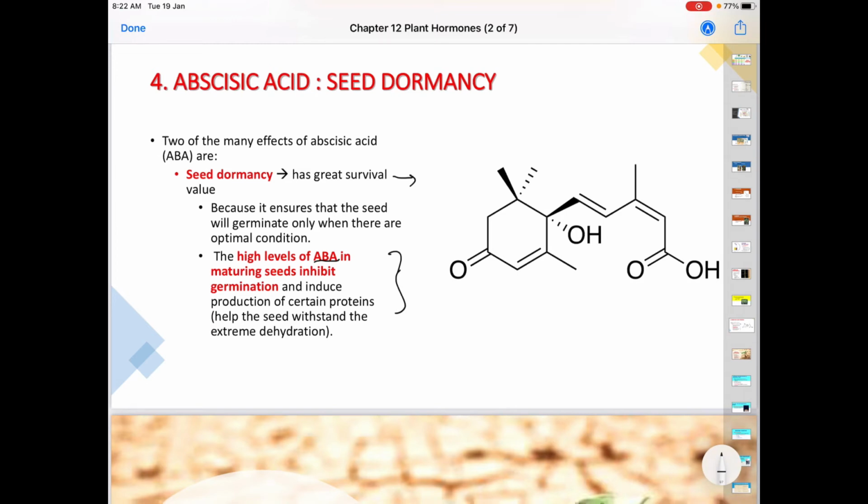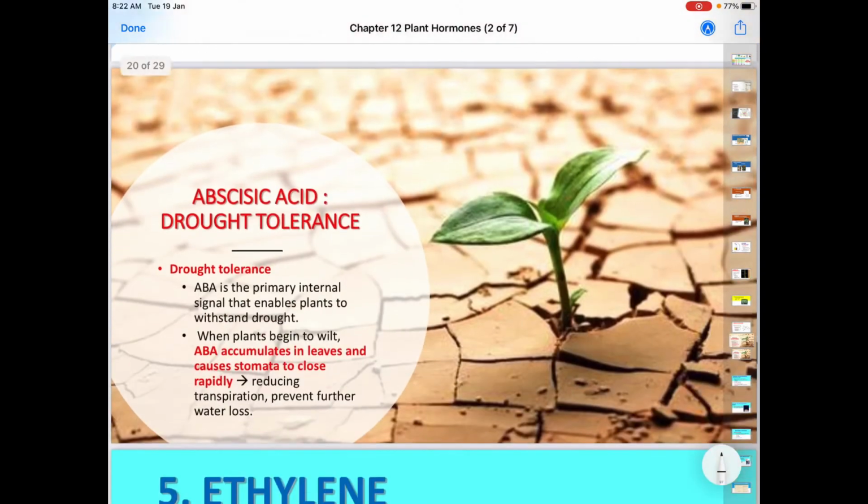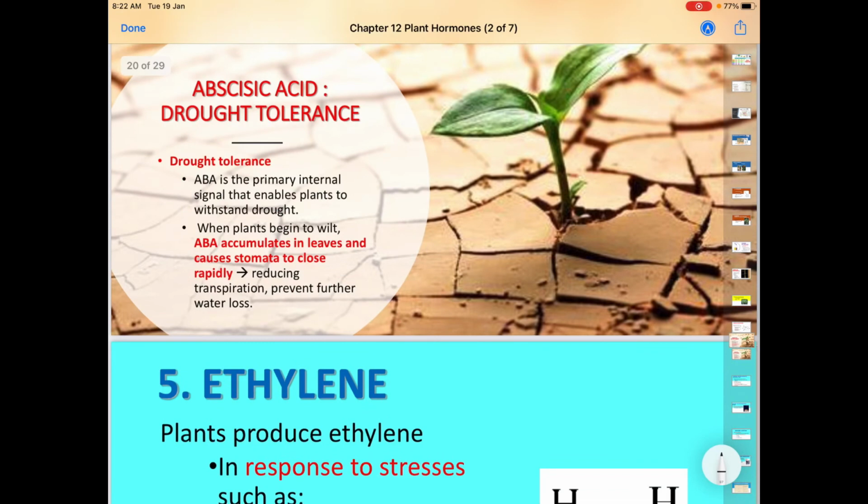So the function of abscisic acid is contrary to the previous hormone, the gibberellins. So this is the structure of abscisic acid.